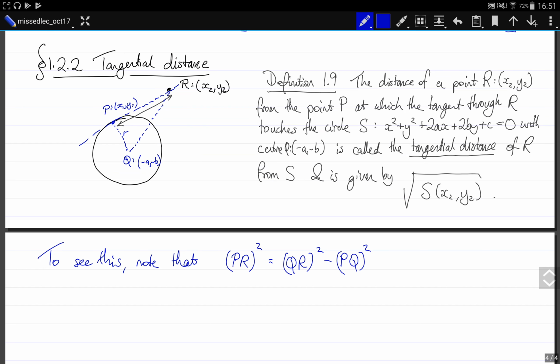And RQ squared, we can use the Euclidean distance. So this is x2 plus a squared plus y2 plus b squared. And this is r squared, and we're going to write r squared as a squared plus b squared minus c from the general equation of the circle.